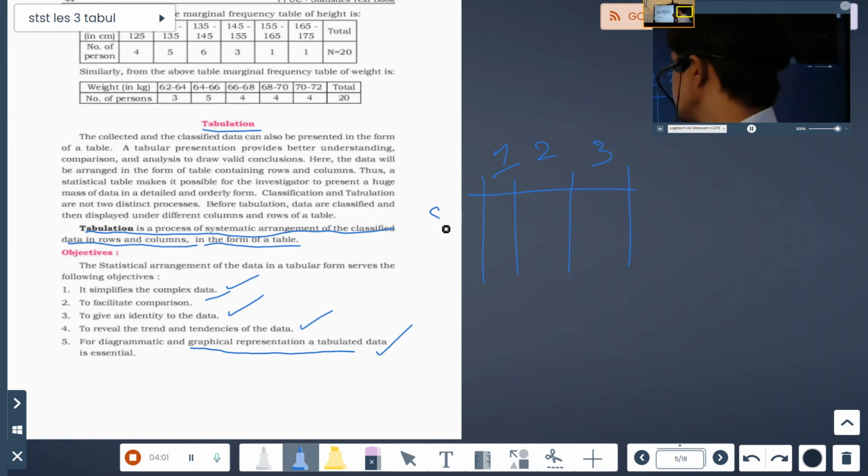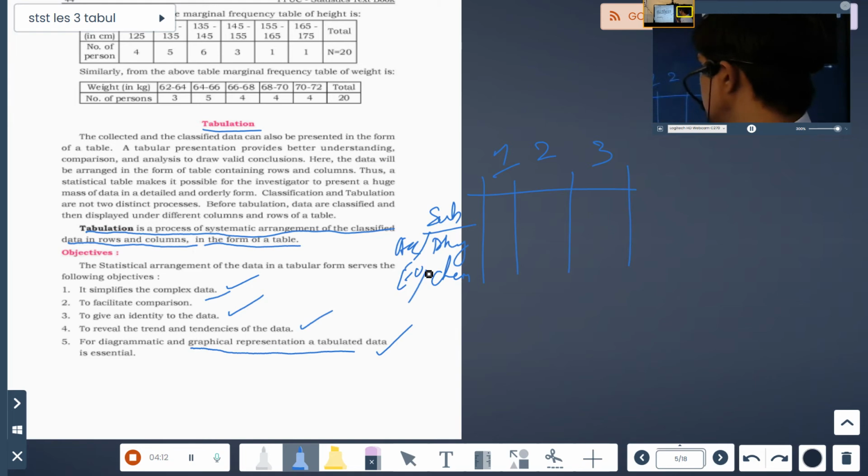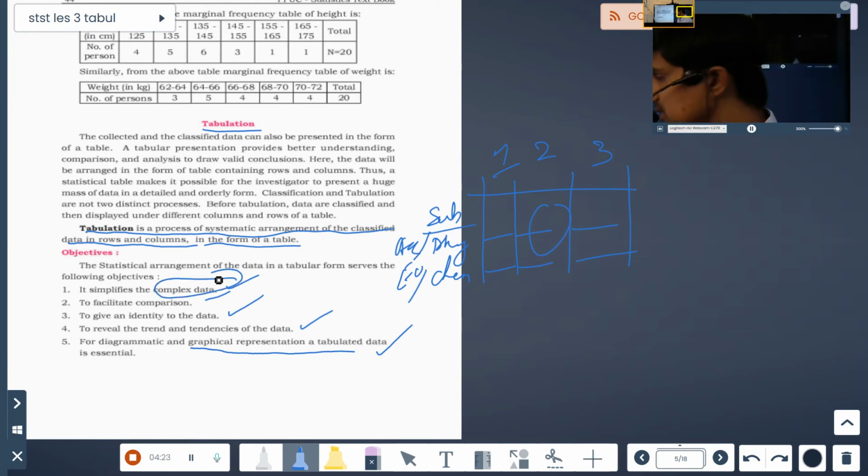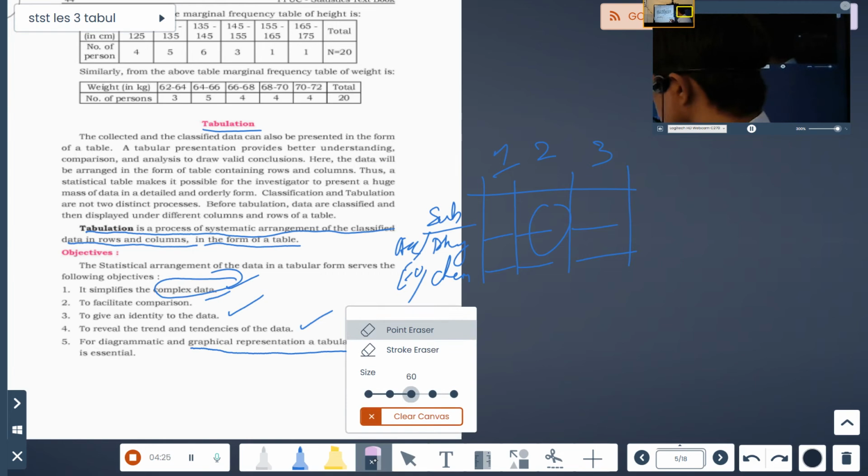Then I'll put subjects here. Okay, this is my physics, chemistry, or you have accounts, or you have economics. So now see, you're coming to know my physics first test marks, my accounts first test marks, second test marks, third test marks. You'll come to know here. So this is simplifying the complex data. Okay, give me a moment, I'll rub this all.